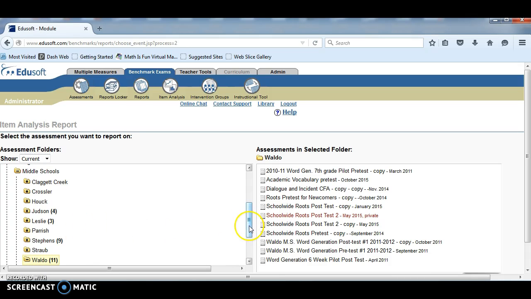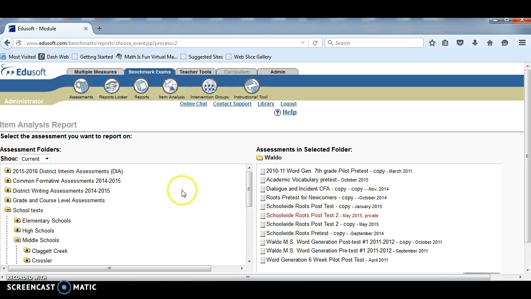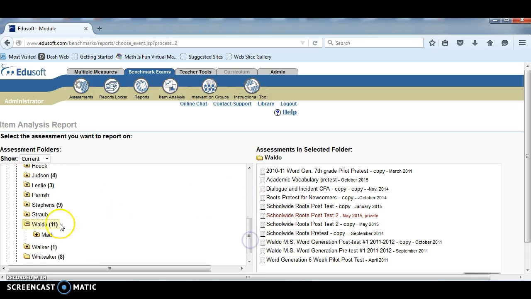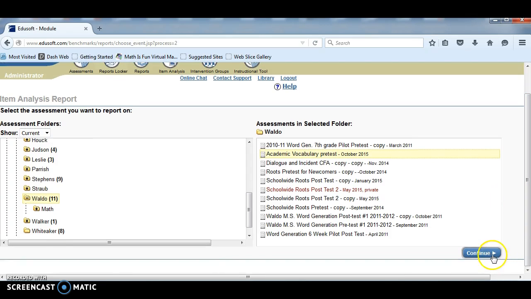Alright, now the test we want is right here, but it may not pop up immediately for you, so you might need to navigate through the folders on the left here. So the first thing is to click on school tests, and then middle schools, and then find Waldo, and after you click on Waldo, that's the folder that our test is in. So once you find it, click on it, and then click continue.